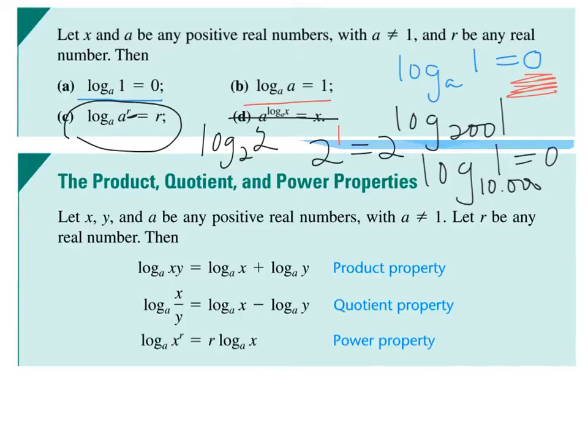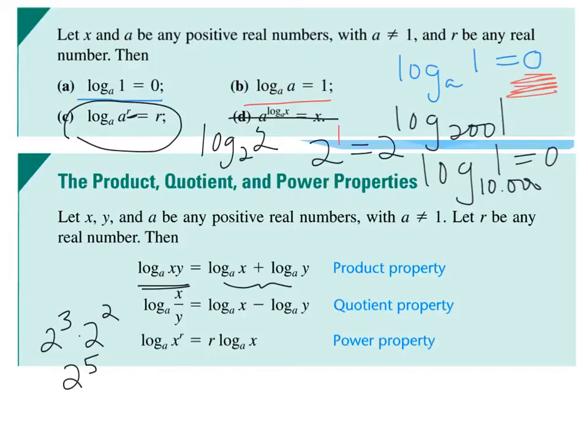And these properties should make a little sense based upon the rules of exponents. So the rules of exponents say if I have 2 cubed times 2 squared, you add the exponents together and get 2 to the 5th. Well, since logarithms and exponentials can be converted between one another, it would make sense then that if I have a logarithm, that's multiplication, I can break that apart into addition.